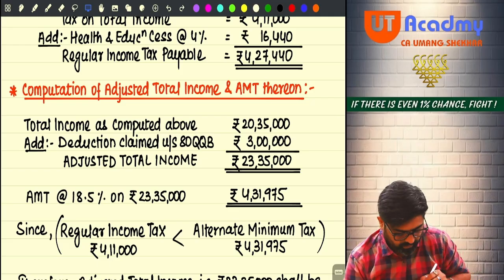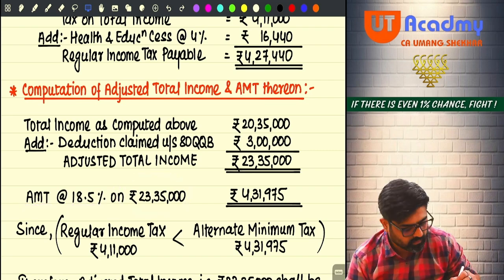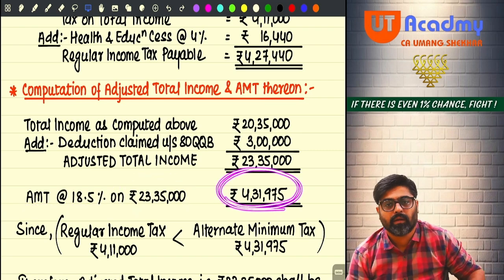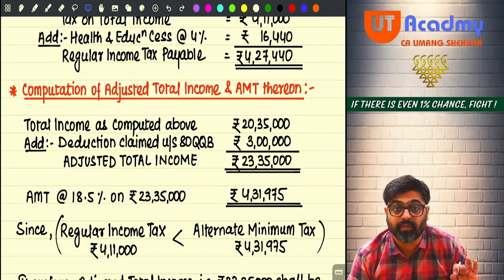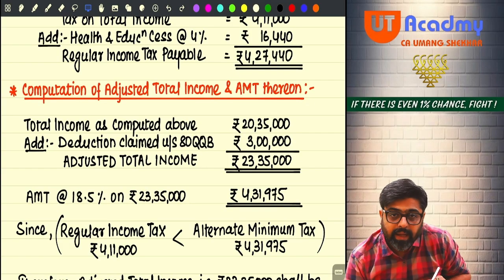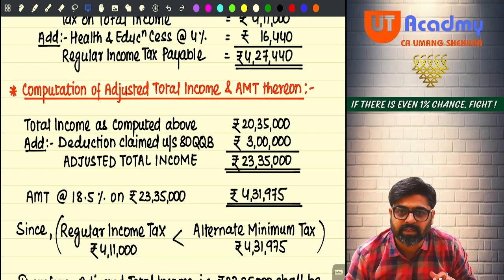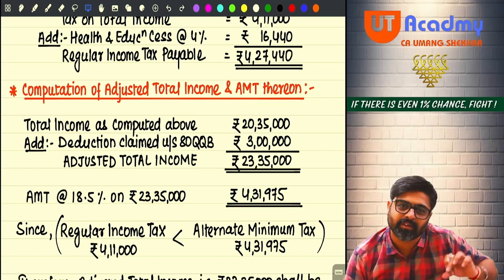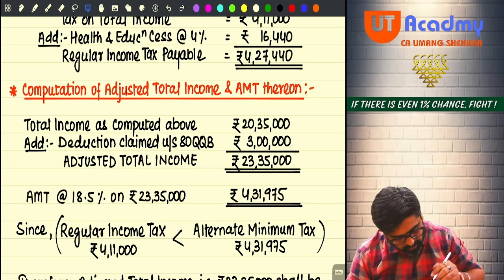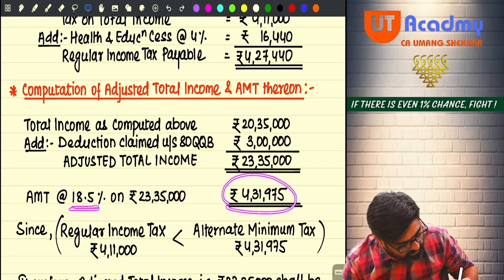Now tell me, what is my alternate minimum tax? 18.5% of adjusted total income, 4,31,975. Now my first question, please be very careful. This 18.5% does not include any surcharge, does not include any cess. This is the basic rate of tax. So by applying the basic rate of tax, you have calculated the AMT.